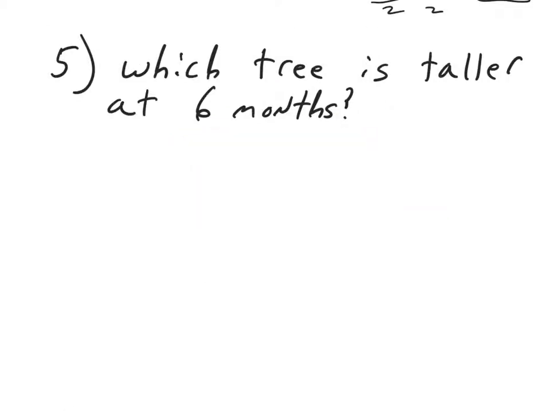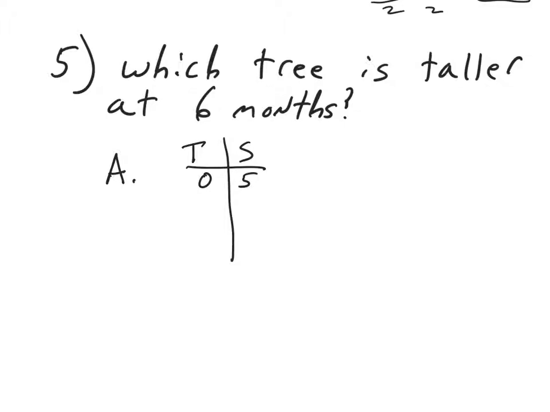On number 5, it's asking which tree is taller at 6 months. So we have tree A or tree B. Let's start with A. A is in a real short paragraph form. It says the first tree was 5 inches tall when planted. So at 0 months, so this will be time, this will be size. At 0 months, it was 5 inches. It has grown 4 inches every month since being planted.